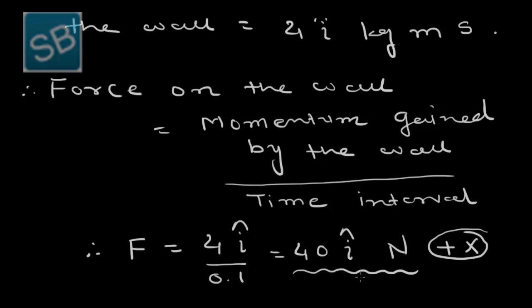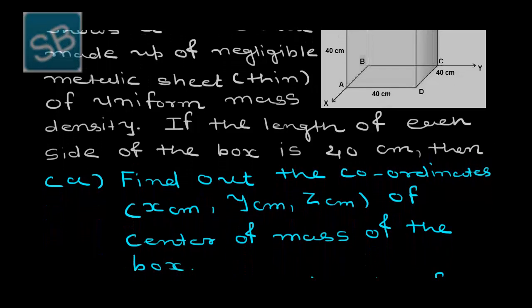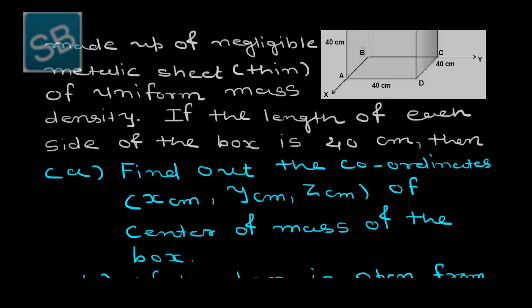Now we will see the last important parameter of the chapter, the rigid body, and we will also find its center of mass. Let's start illustration number 7, in which a figure is shown representing a cubical box made up of negligibly thin metallic sheet of uniform mass density. Here the length of each side of the box is given as 40 centimeters. Then we have to find the coordinates xcm, ycm, zcm of the center of mass of the box.